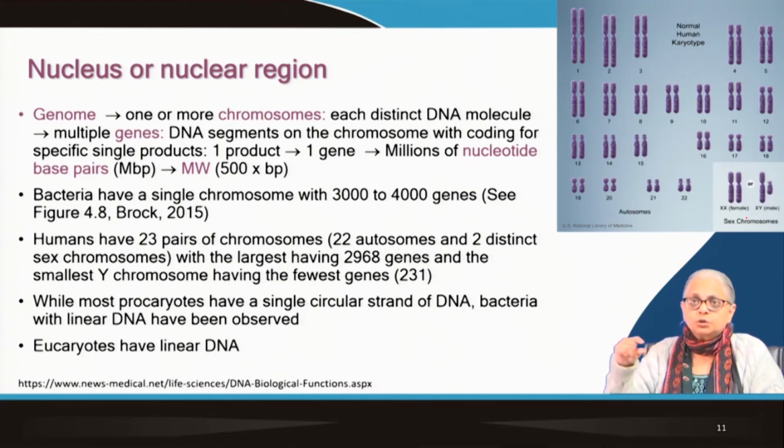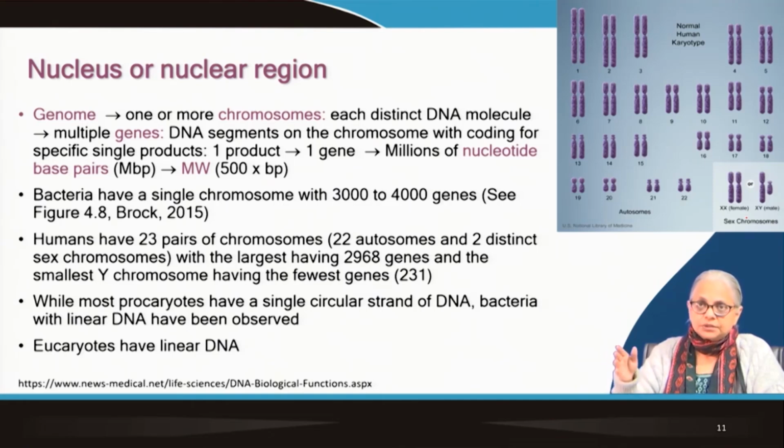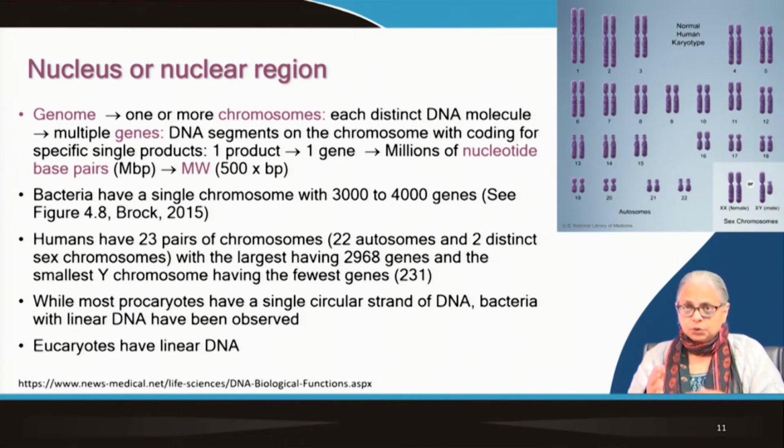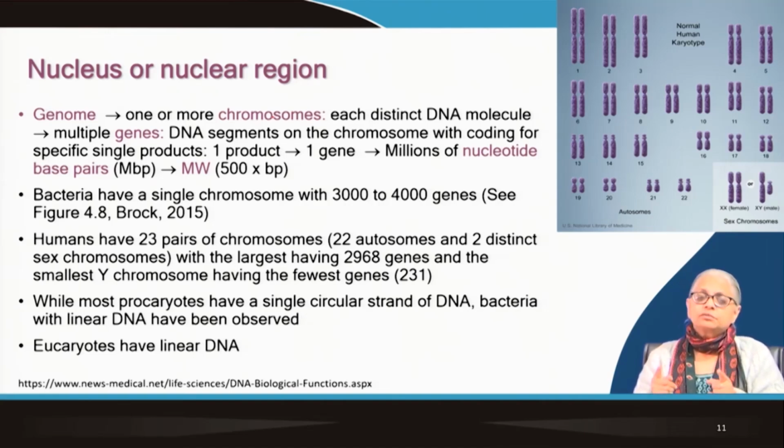Every single chromosome has several genes. It's not just one gene. These DNA segments on the chromosome are encoding for separate products. By definition, a gene is that segment of the DNA that encodes for a particular product. A gene can have millions of nucleotide base pairs, or it may have a few hundred or few thousand base pairs. That is the correspondence between gene, product, and base pairs.